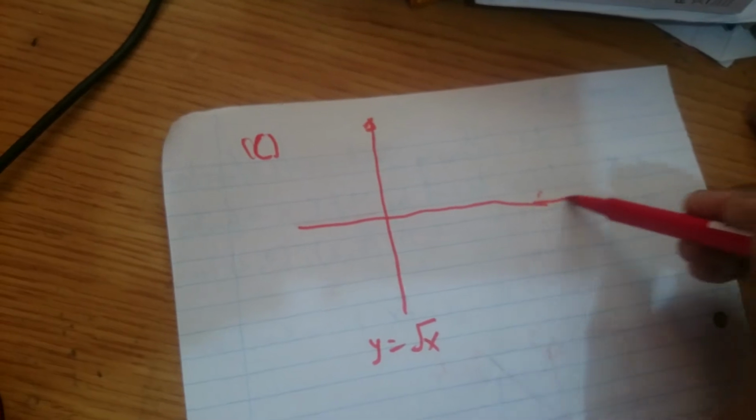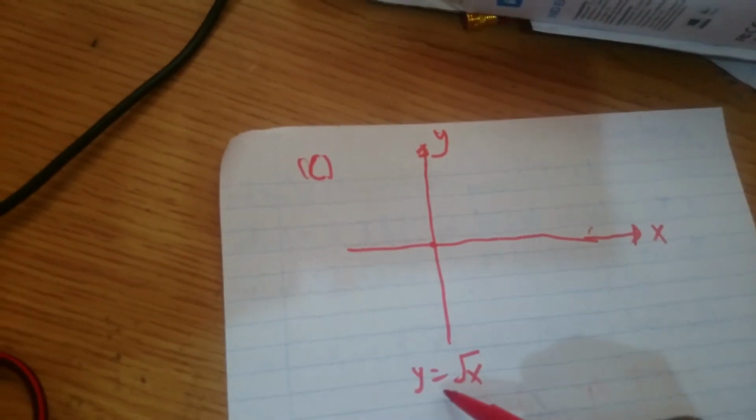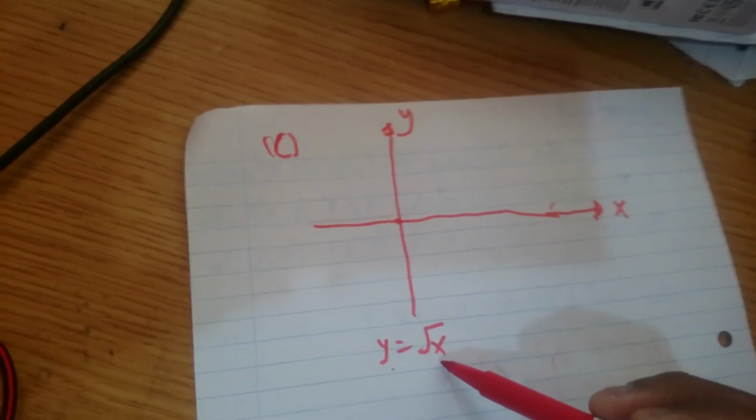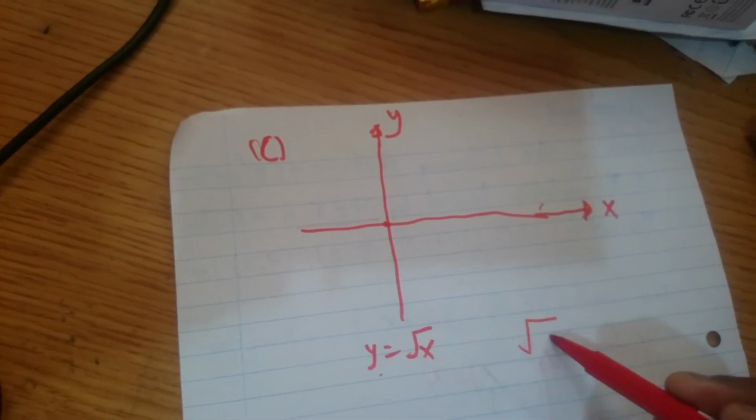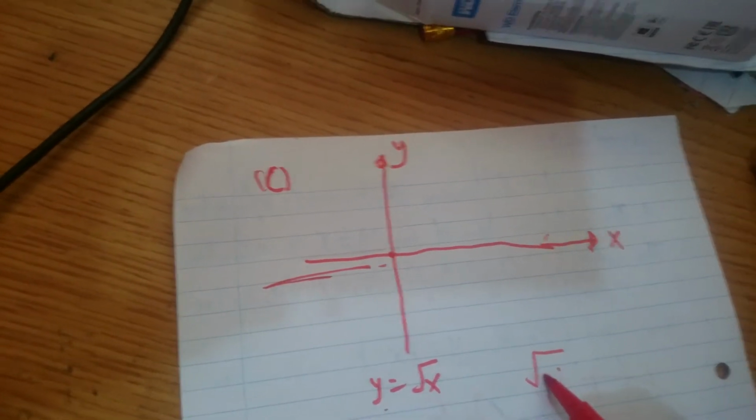Let's put it on the Cartesian plane. This is x and this is y. Now let's start with 0. When x is negative, it's not going to work, because we cannot take the square root of a negative number. So none of the numbers on the negative side are going to work here.